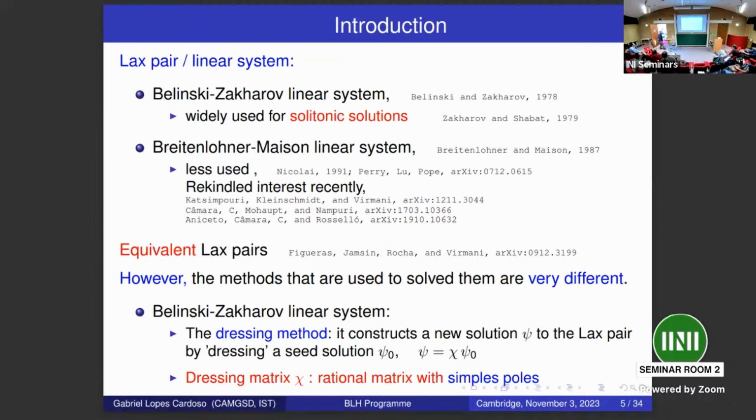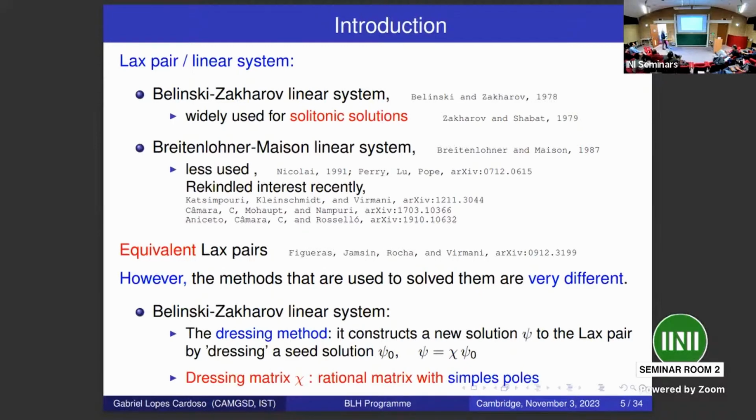Now, the first one is perhaps the one that is more widely used. It's the one that arises not just in this gravitational context, but also if you look at, say, nonlinear PDEs such as the KdV equation. The Belinsky-Zakharov linear system is the one that is often used when attempting to construct solitonic solutions to nonlinear partial differential equations. The other one, the Riemann-Hilbert linear system, is, I guess it's fair to say, a Lax pair or a linear system that is less used. It was originally introduced by Breitenlohner and Maison in 1987.